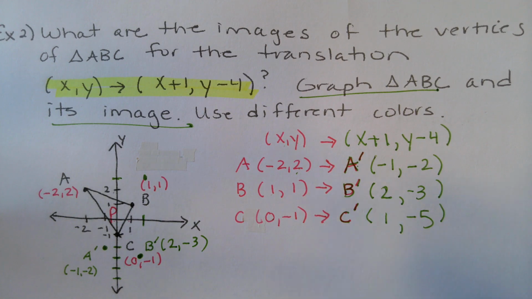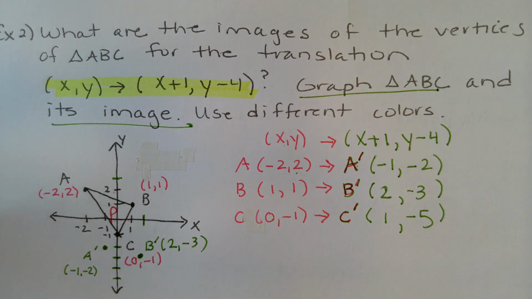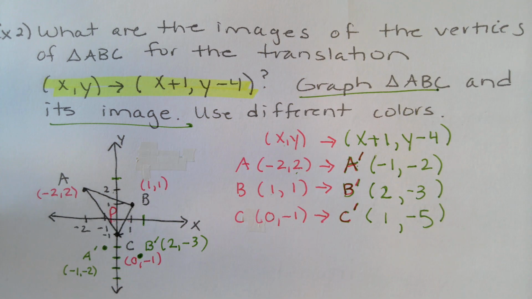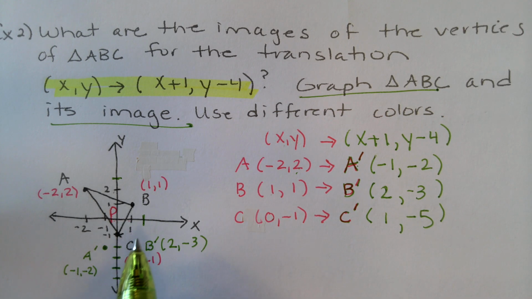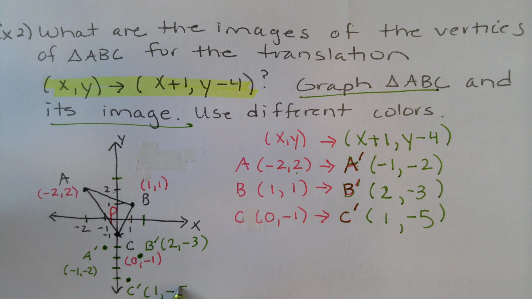I want to get rid of that point too. That's annoying. Get that out of there. I highly recommend this brand. This is Bic Whiteout. Makes for easy corrections. Alright, and then 1, negative 5. So 1, negative 5 is down here.